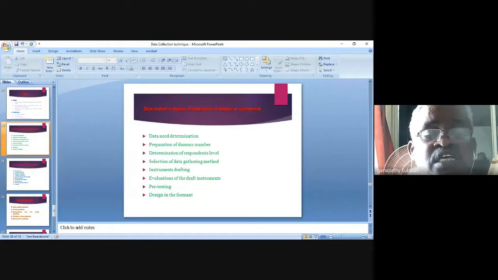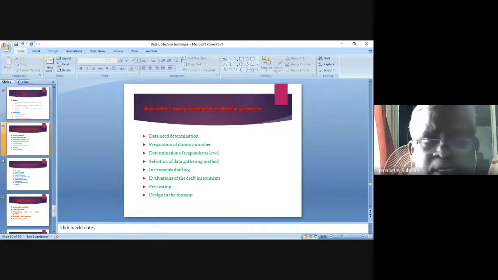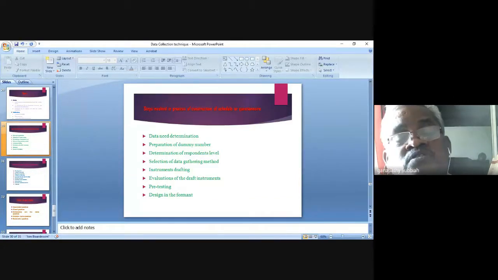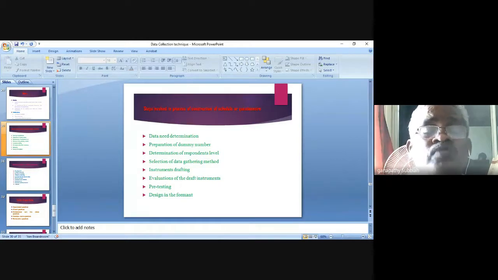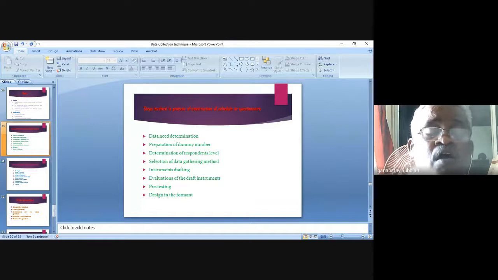The next, instrument drafting. After determining the required data, the study's broad outline of the instruments is made as per the objectives of the study. All the data to be collected, make their questions relating to the research objectives.